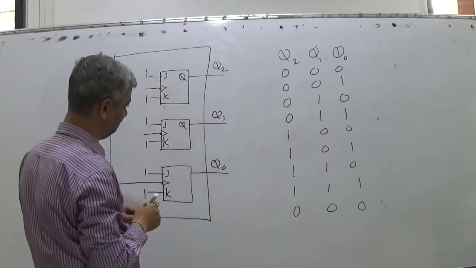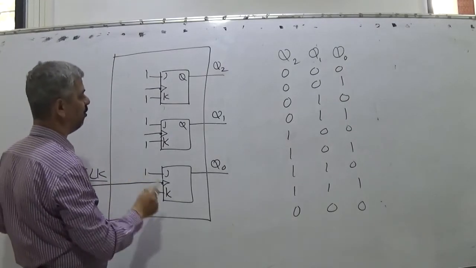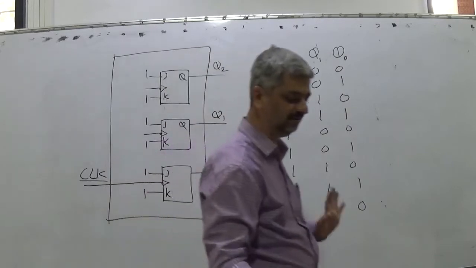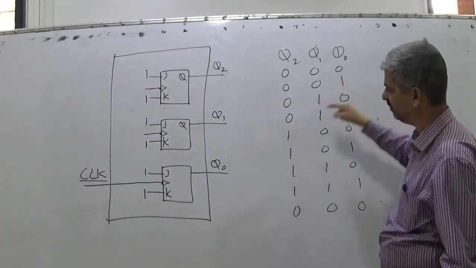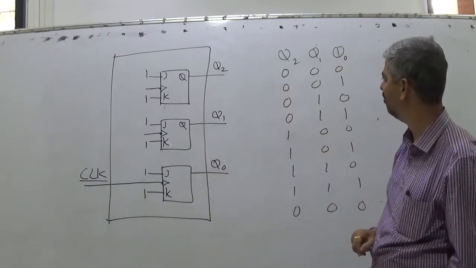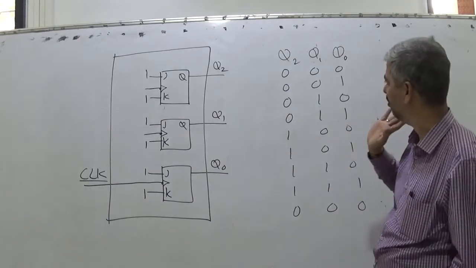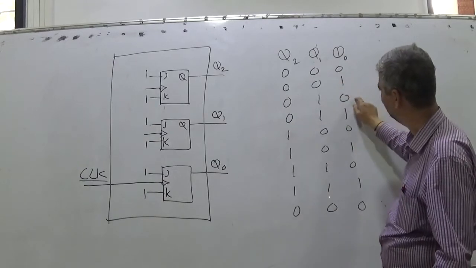So what will happen now? Each flip-flop will toggle when the clock comes. So this I want to always toggle, so I connect the clock directly. When should this toggle? It should toggle when the clock comes. So in this case, this is not expected to toggle. Here it is expected to toggle.